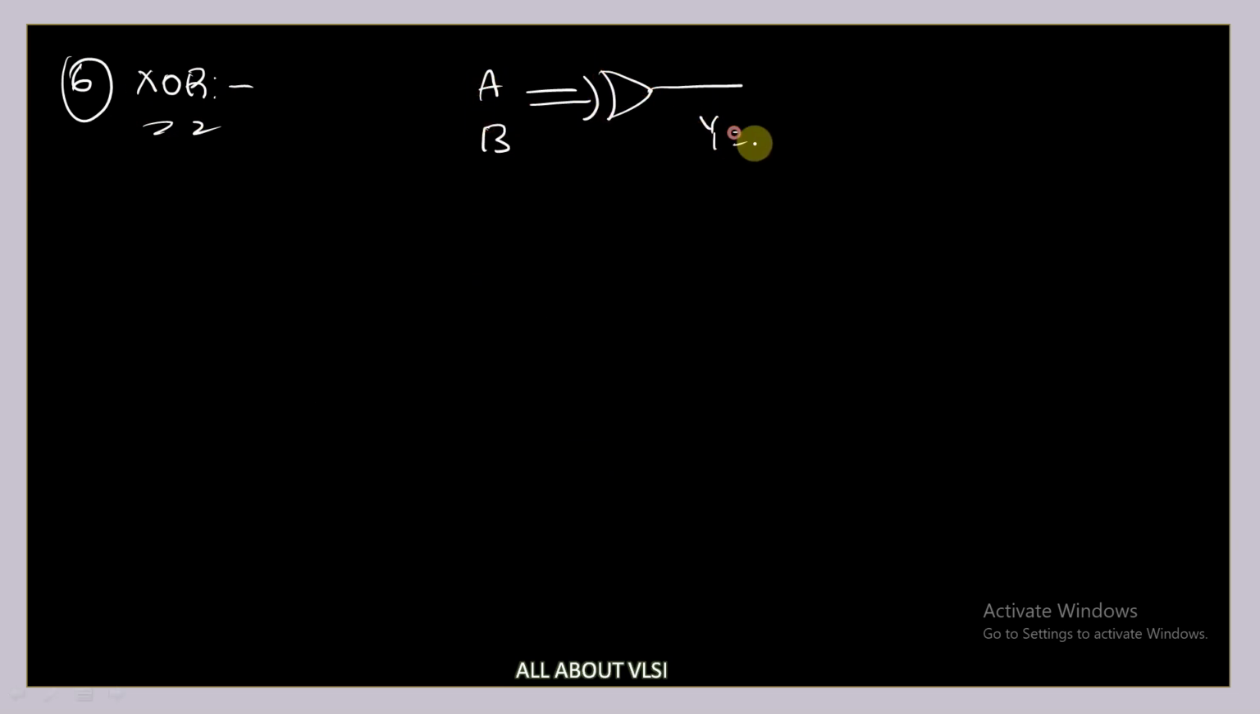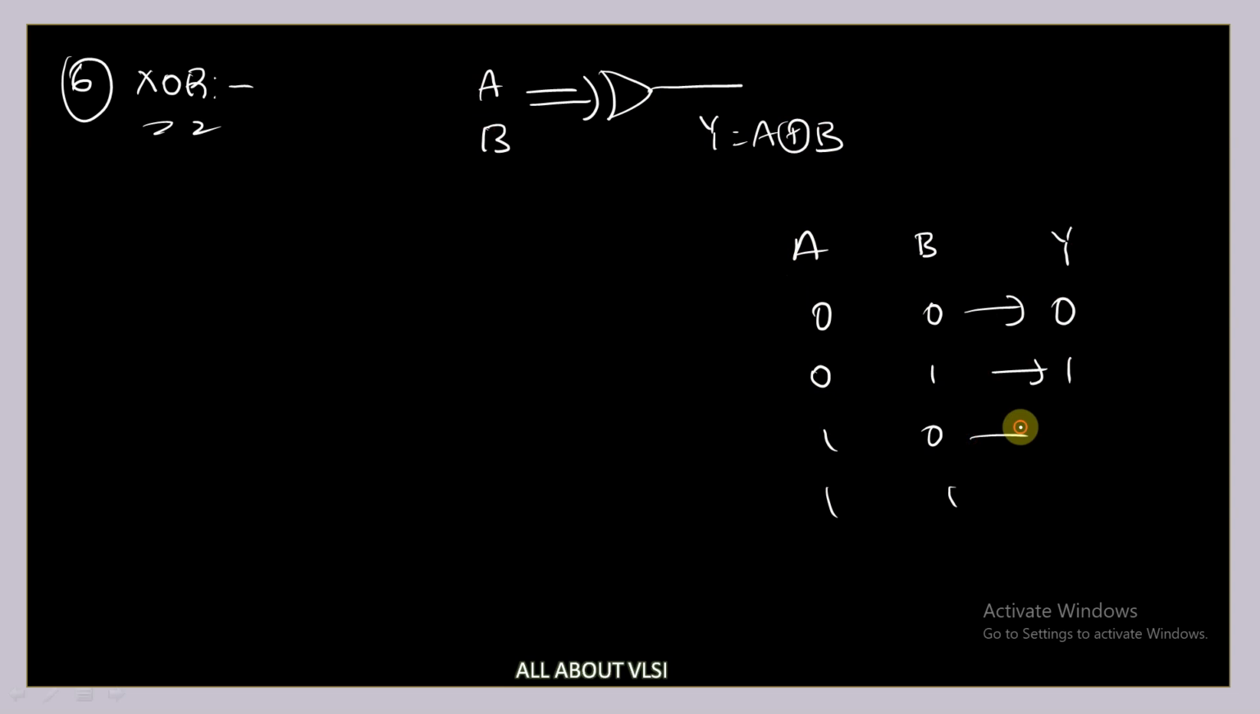Okay, next, coming to the XOR gate, try for the XOR gate also. The symbol of the two input XOR gate is this: A, B, Y is equal to A XOR B. Let me draw the truth table: A B Y, 0 0, 0 1, 1 0, 1 1, with outputs 0, 1, 1, 0. And S is your select line.